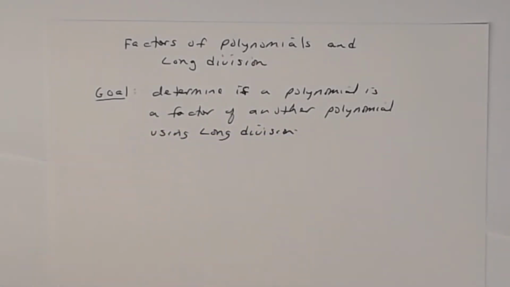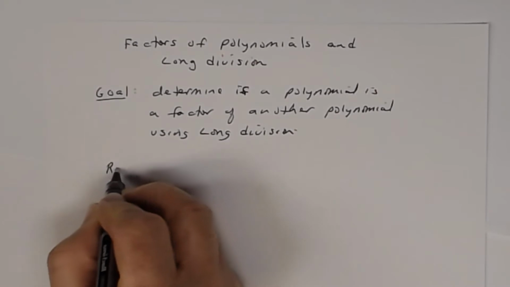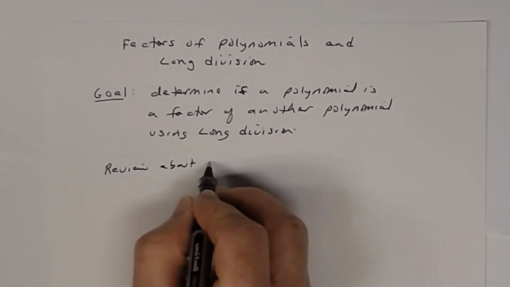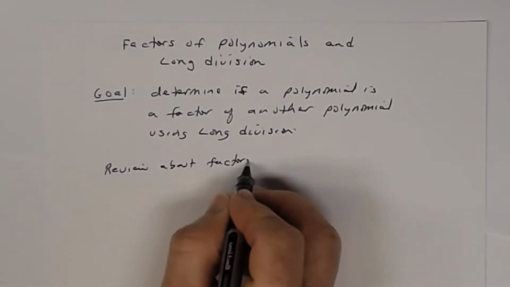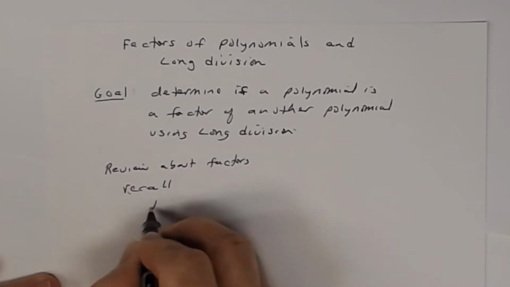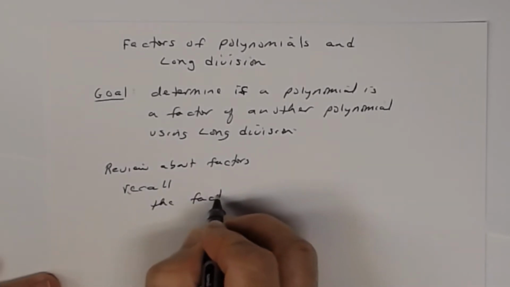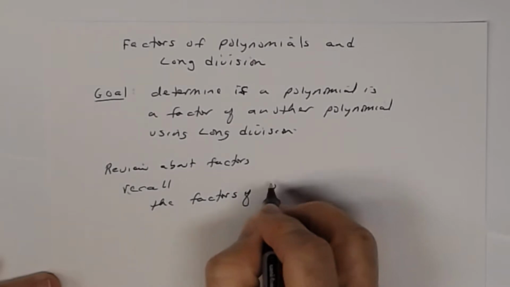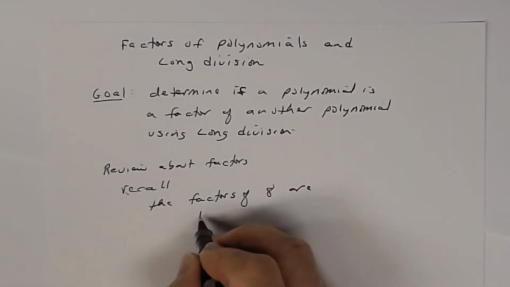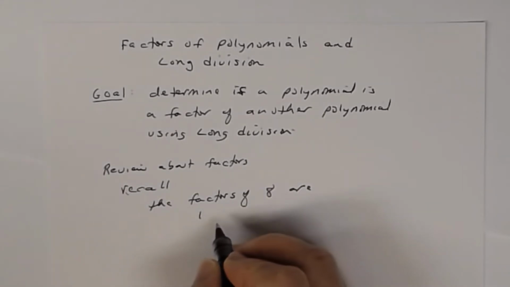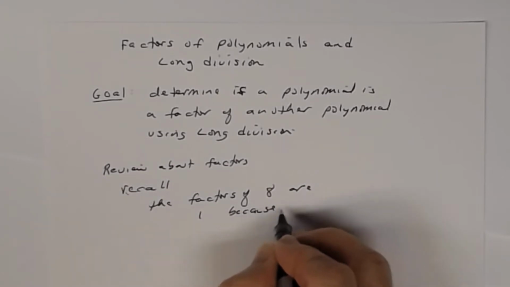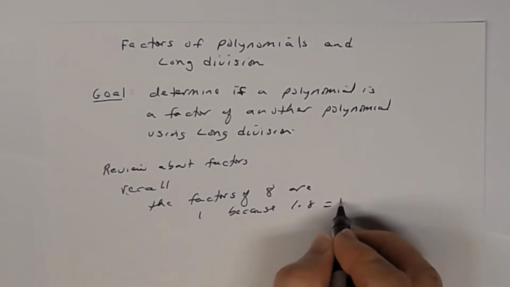Okay, so let's review something about factors. This is going to be a quick review about factors. Recall the factors of 8. The factors of 8 are 1. 1 is a factor of 8 because 1 times 8 equals 8, right?